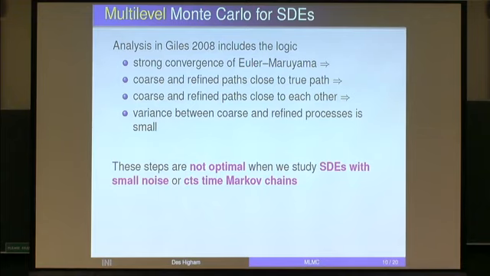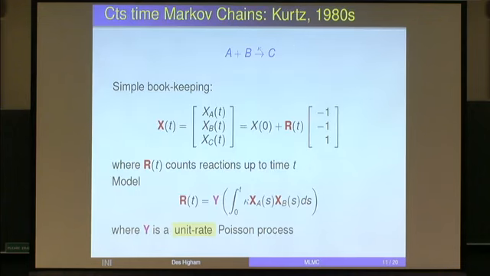The reason I'm pulling that out is because that's the step that doesn't work in the context that I'm talking about today. So in the SDE case, that gives you optimal rates of convergence. In the case of small noise SDEs or jump processes, continuous time Markov chains, then you can't simply use these arguments. You have to work a little bit harder. Okay? So that was a little bit on diffusion processes or SDEs.